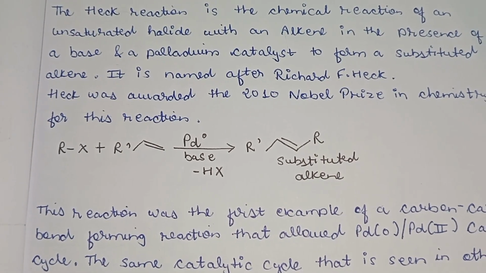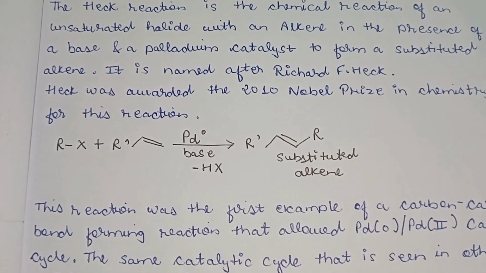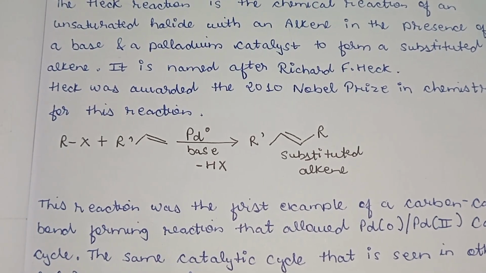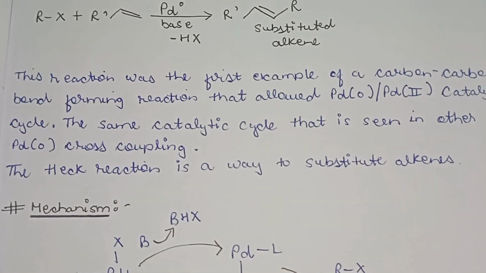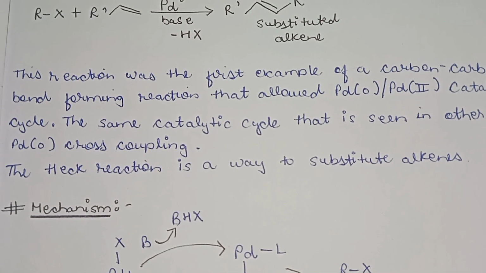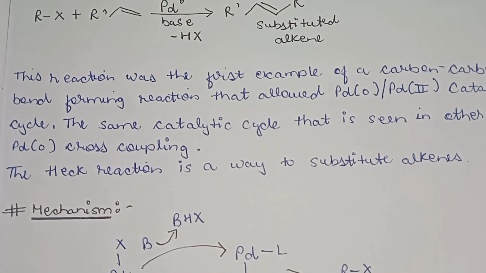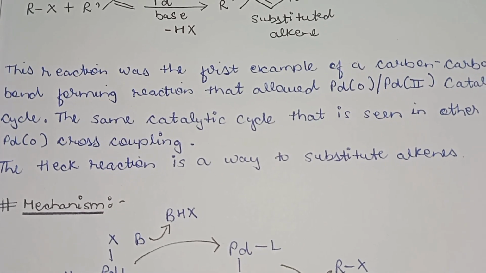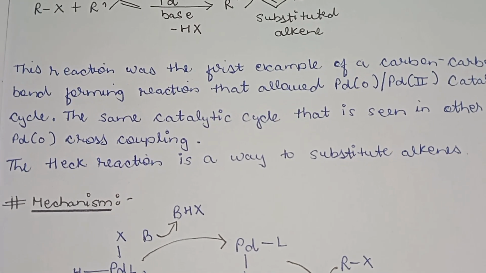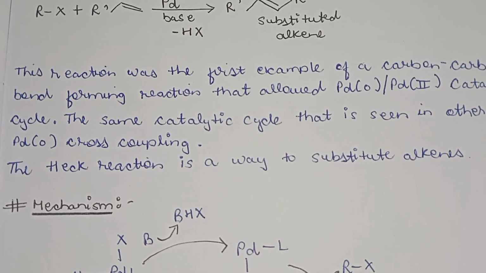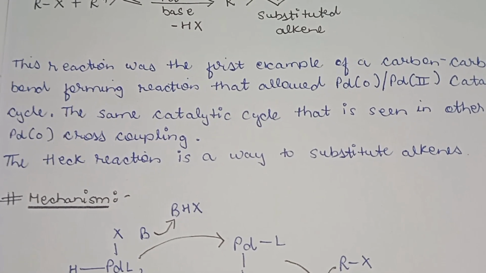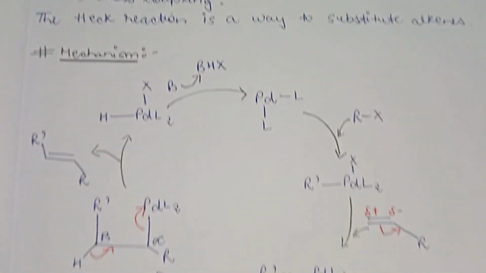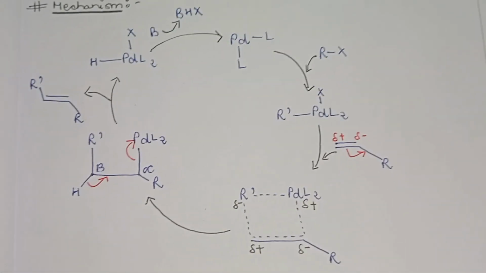It is named after Richard F. Heck. Heck was awarded the 2010 Nobel Prize in Chemistry for this reaction. This reaction was the first example of a carbon-carbon bond forming reaction that followed a palladium-0, palladium-2 catalytic cycle, the same catalytic cycle that is seen in other palladium-0 cross coupling. The Heck reaction is a way to substitute alkenes. This is the mechanism of Heck reaction.